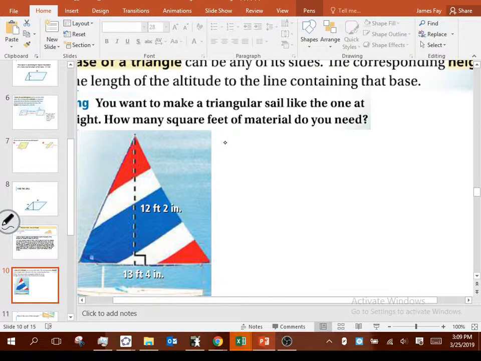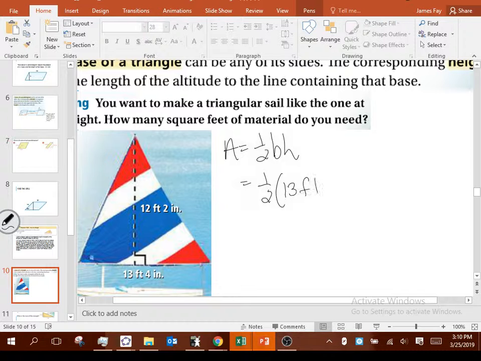Basically, it says that you've got a sail. You want to make it out of some fabric, and you need to know how much square footage you need. Okay, couple ways of doing this. Area is 1/2 BH, correct? Okay, what's your base going to be here?